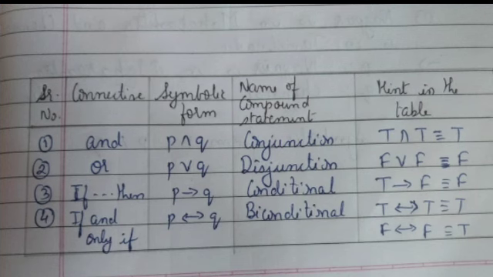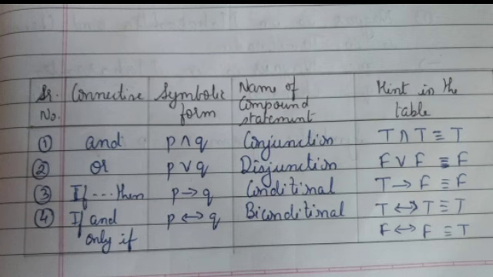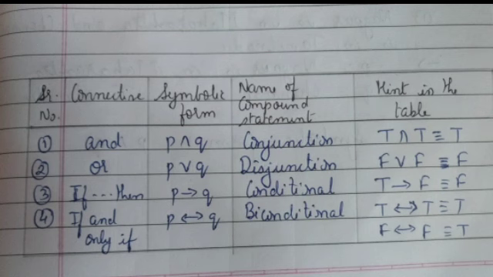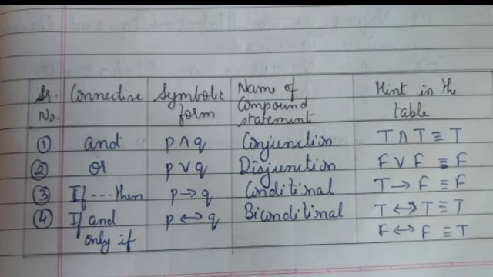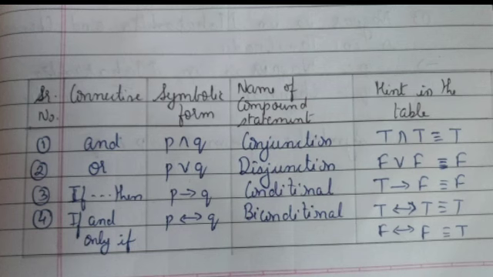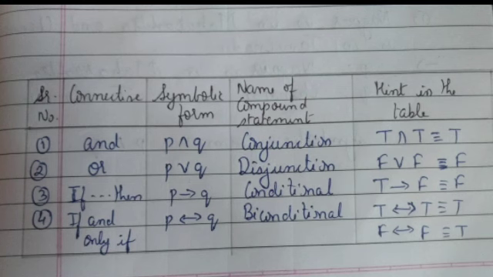So here we will remember about conjunction. What is conjunction? So hint, here I have given T and T equal to T. For disjunction we have to remember F or F equal to F. For conditional, T implies F equal to F. For biconditional we have to remember T T T F F F. And last one, negation, it is very easy, so I have not written here. For negation, T we have to write F. For F we have to write T.